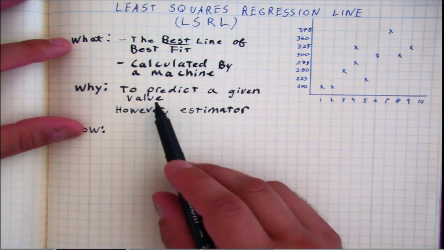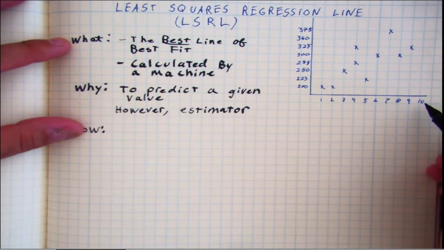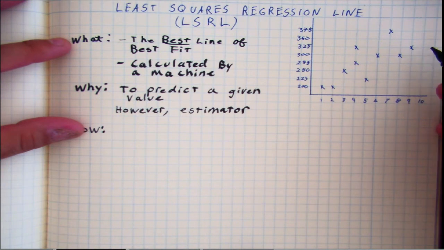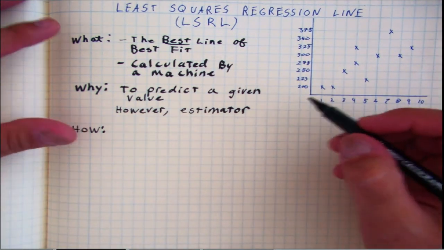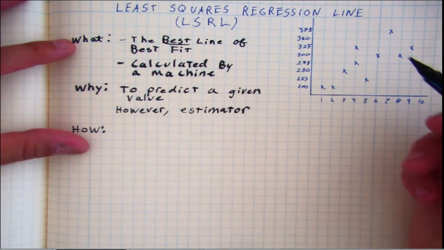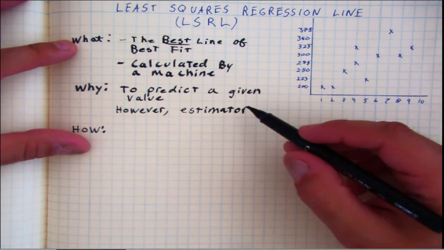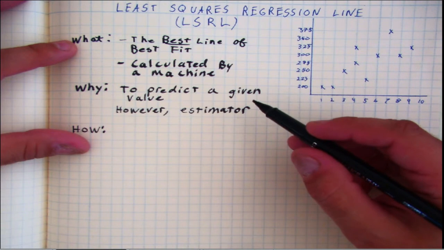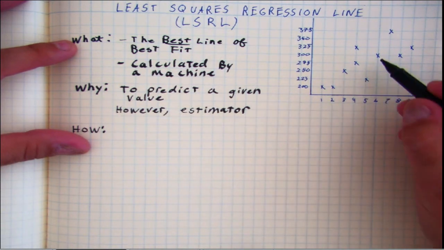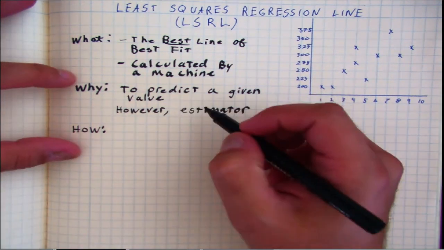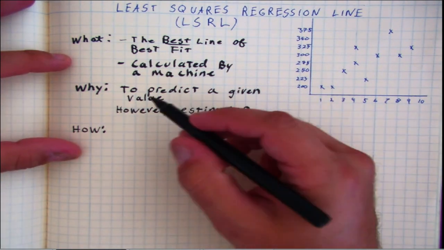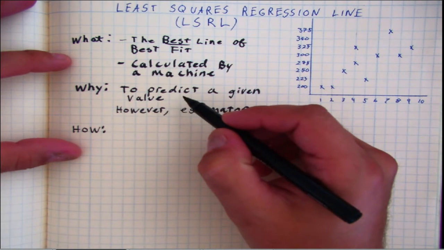So if you were going to say that, you would have to end at 9. You have to say 9 hours gives us this certain output. But what if someone trained for 12 hours? What would their estimate be? That's why we want to do the LSRL, because it gives us an estimate that's kind of close to where the trend of the data is going. So the biggest thing to remember about LSRL is it is a prediction. It is an estimator.